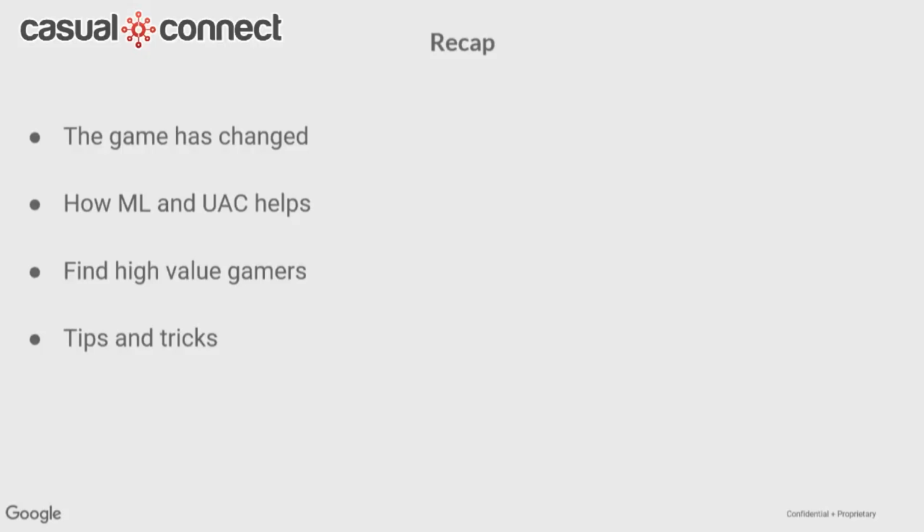Machine learning and UAC obviously can help you with that, because we're taking all of the guesswork out of figuring out your targeting, out of figuring out which keywords to bid on, and which auctions to enter and which auctions not to enter. We're able to help you find the value in all of your gamers, whether that be through any one of our 3 universal app campaign bidding mechanisms that we have.